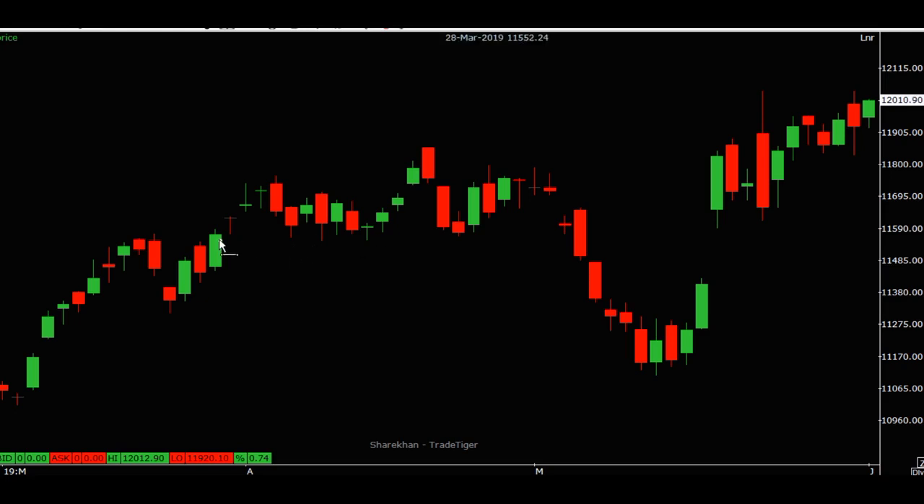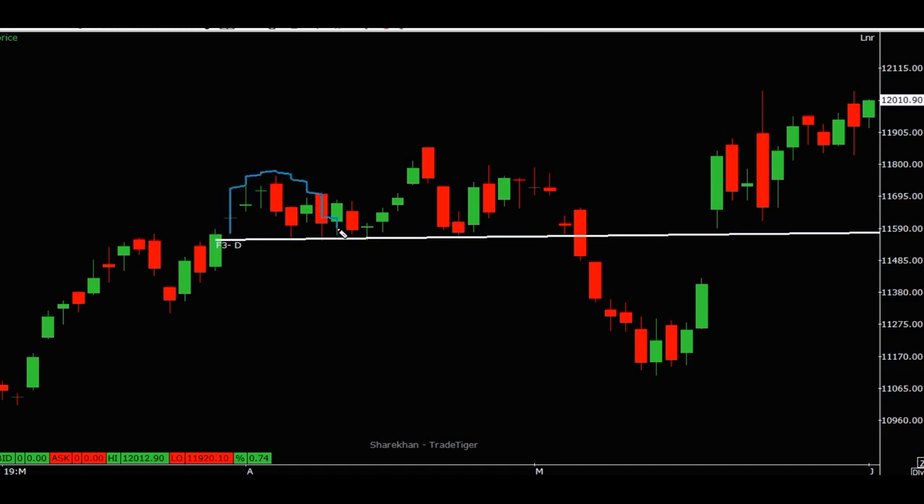So if we see this here, here's my left shoulder, here's the head, and here's the right shoulder, right? It's not that neat of a looking pattern, but it fulfills our criteria, with the left shoulder, with the head, and the right shoulder. Okay, so now what are my entry criteria?